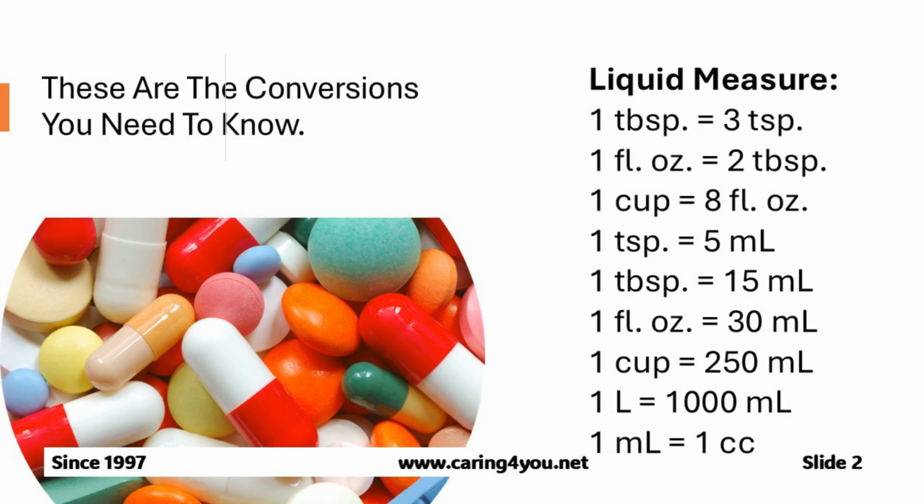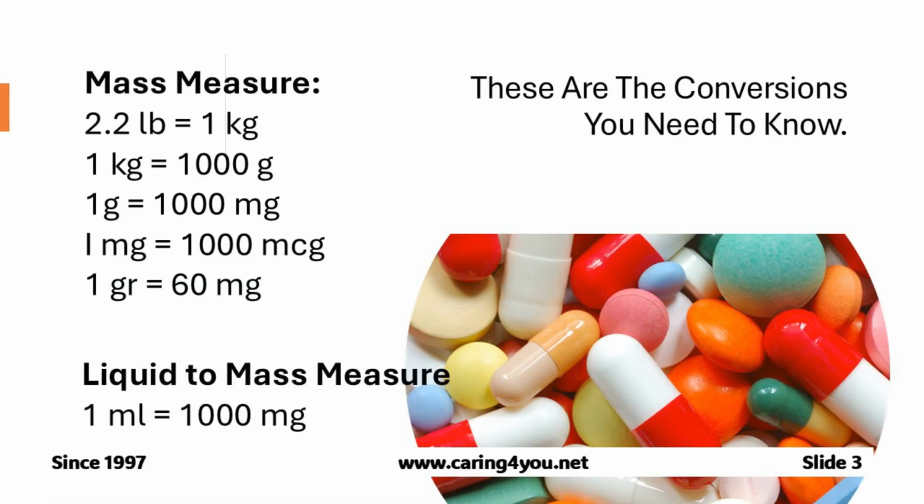Now let's talk about mass measurements. Always remember that 2.2 pounds equals 1 kilogram. In turn, 1 kilogram equals 1,000 grams. 1 gram equals 1,000 milligrams, and 1 milligram equals 1,000 micrograms. This conversion does not come up very often, but just in case, remember that 1 grain equals 60 milligrams.